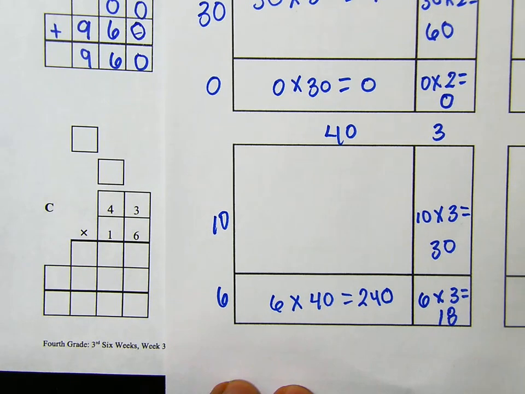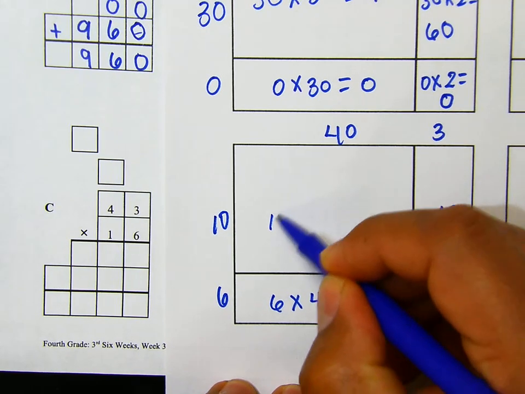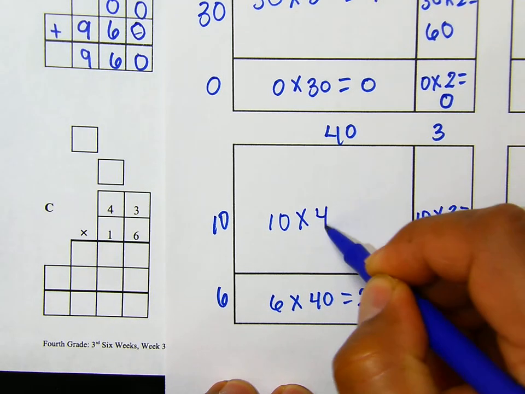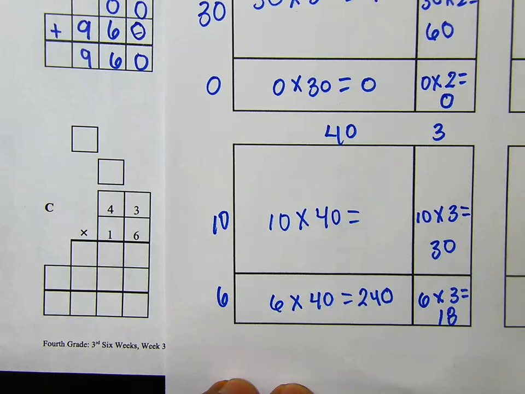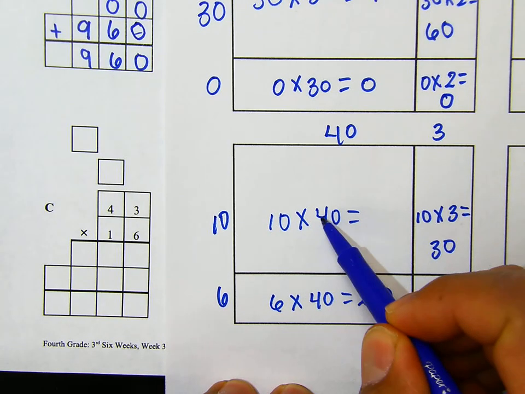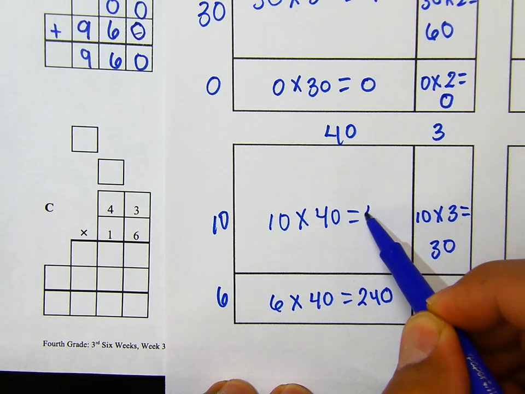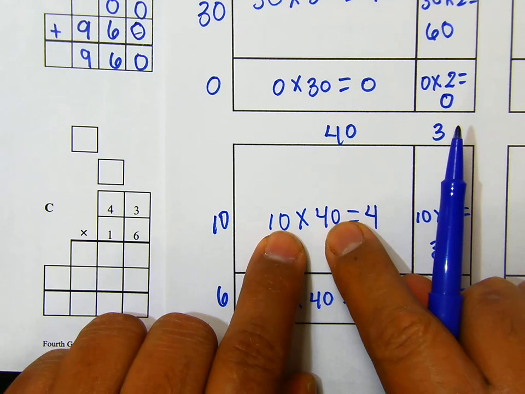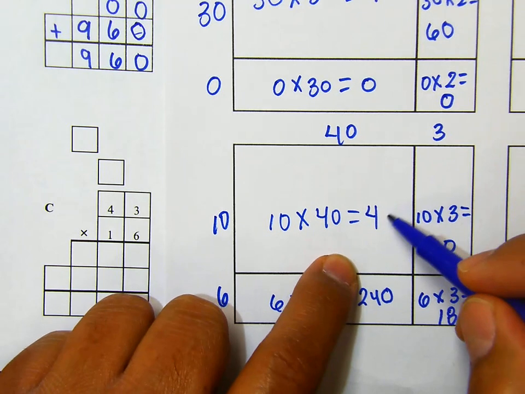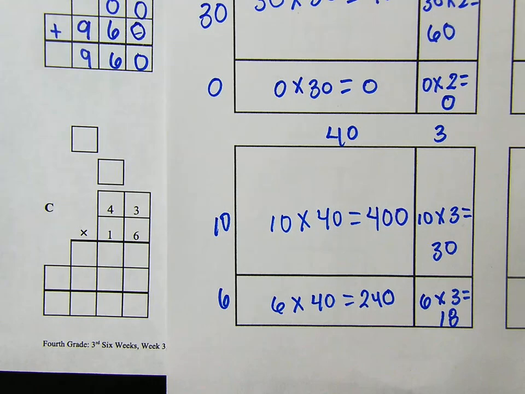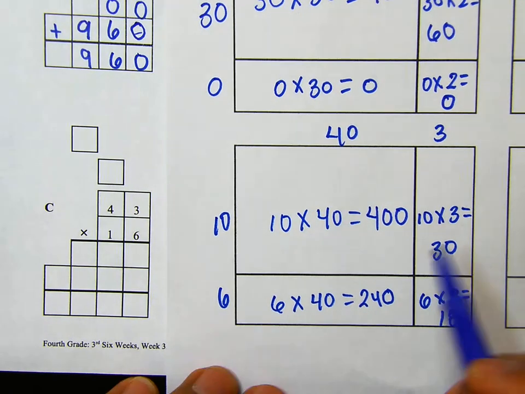So now I go to our last box. I go to the left, it's 10 times 40 equals. So I know 1 times 4 is 4. And then I have 2 zeros. So I move over those 2 zeros. So I have 400. Now all I have to do is add all my partial products.